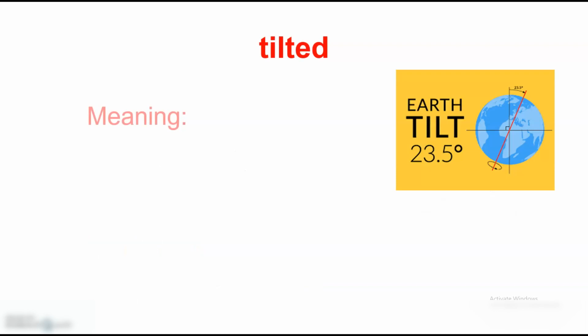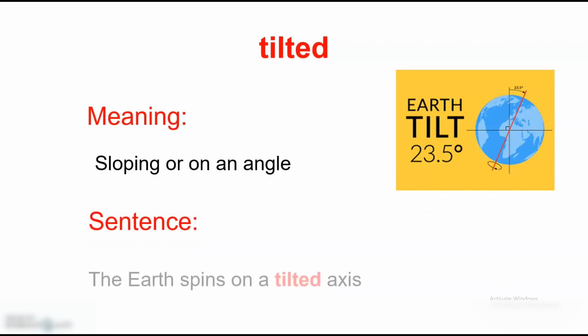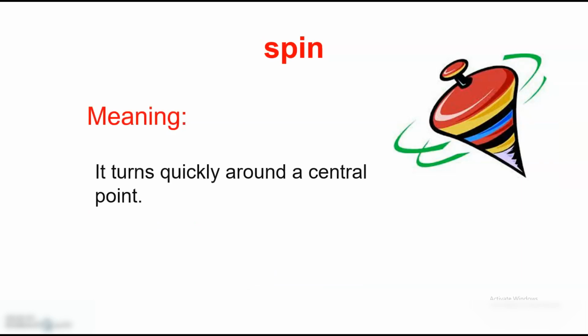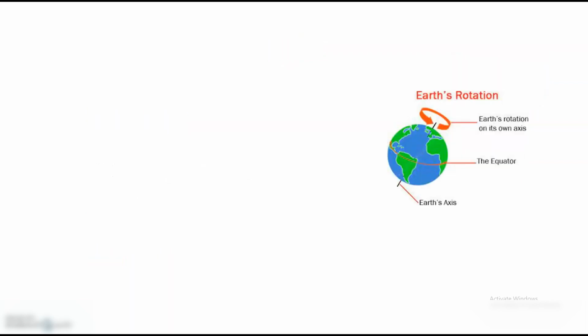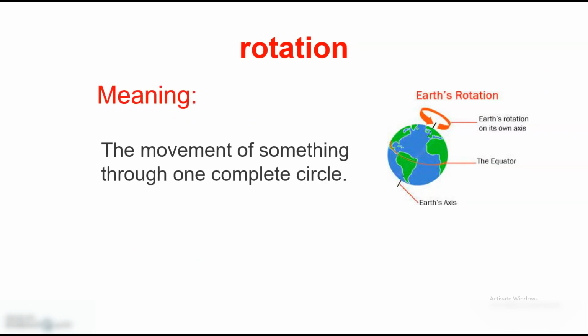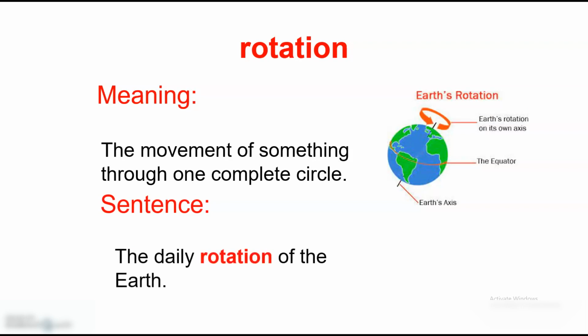Tilted, sloping or on an angle. The Earth spins on a tilted axis. Spin, it turns quickly around a central point. The Earth spins on its own axis. Rotation, the movement of something through one complete circle. The daily rotation of the Earth.